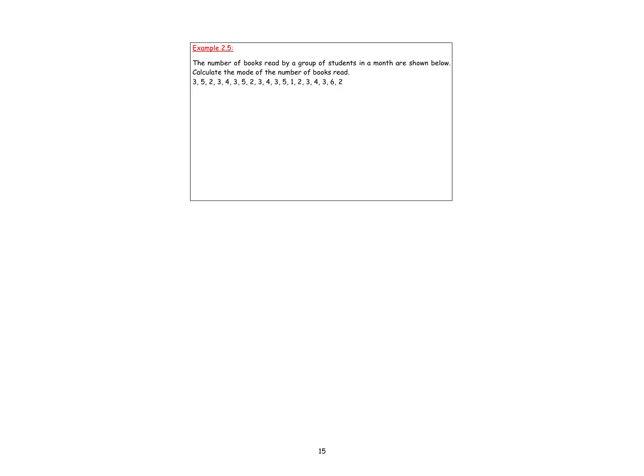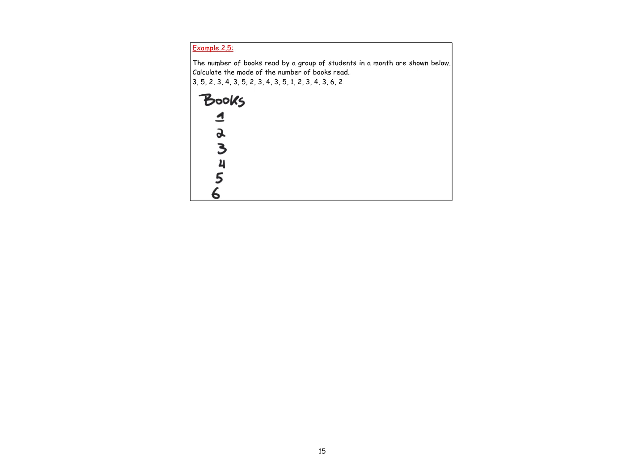However, sometimes the mode can be found, and if we look here in example 2.5, it said the number of books read by a group of students in a month are shown below. Calculate the mode of the number of books read. Here, what we're going to do is figure out how many books were read by particular types of people. So to begin with, we have here books, and we had 1, 2, 3, 4, 5, and 6.